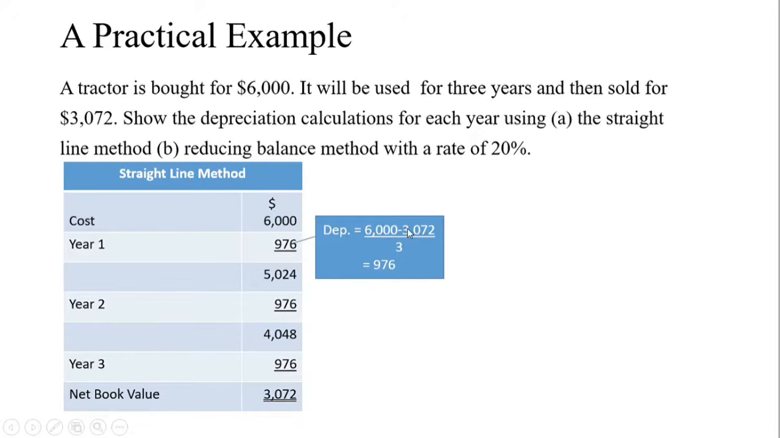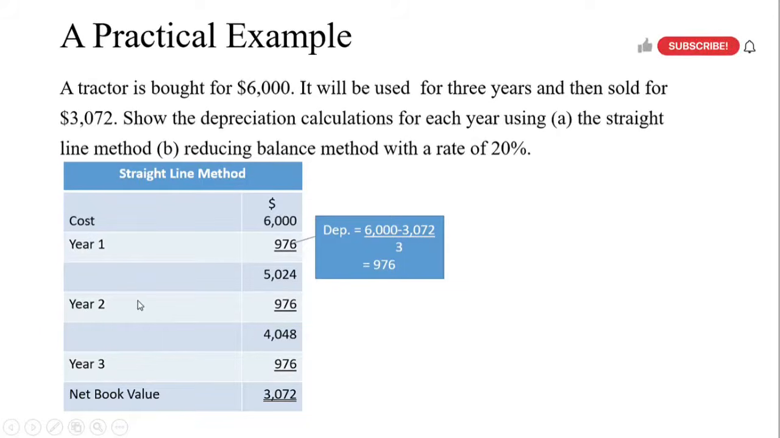The cost minus the selling price, which is 3,072, divided by the number of years that you will have the asset, which is 3 years. And it did say that 3 years, right? And that would be equal to 976. So that is how we get the 976 here. We subtract the 976 from 6,000, we get 5,024.